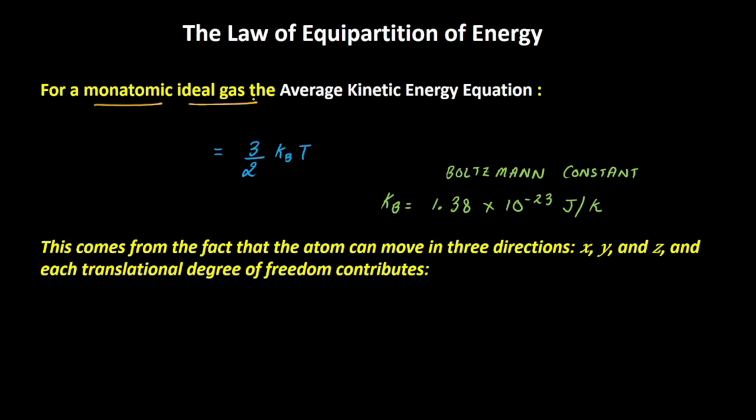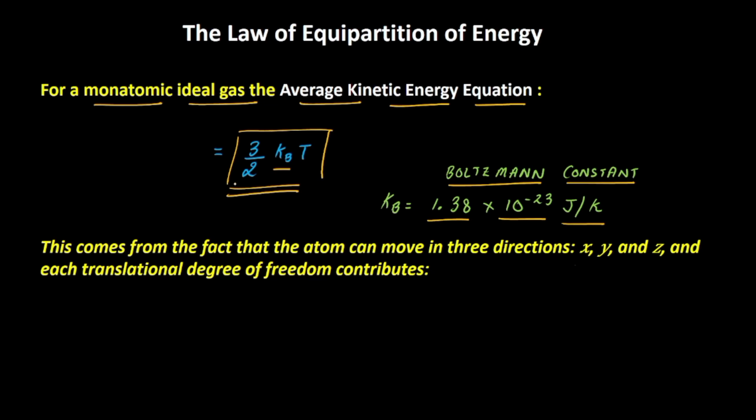For a monoatomic ideal gas, the average kinetic energy equation is 3/2 kBT, where kB is the Boltzmann constant and its value is 1.38 times 10 raised to the power minus 23 joule per Kelvin. Now, this equation, 3/2 kBT, tells us about the average kinetic energy for a monoatomic ideal gas. The degrees of freedom for a monoatomic ideal gas is 3. That is, it has 3 translational degrees of freedom in the x, y and z axes, and in rotation and vibration, the degrees of freedom is 0.